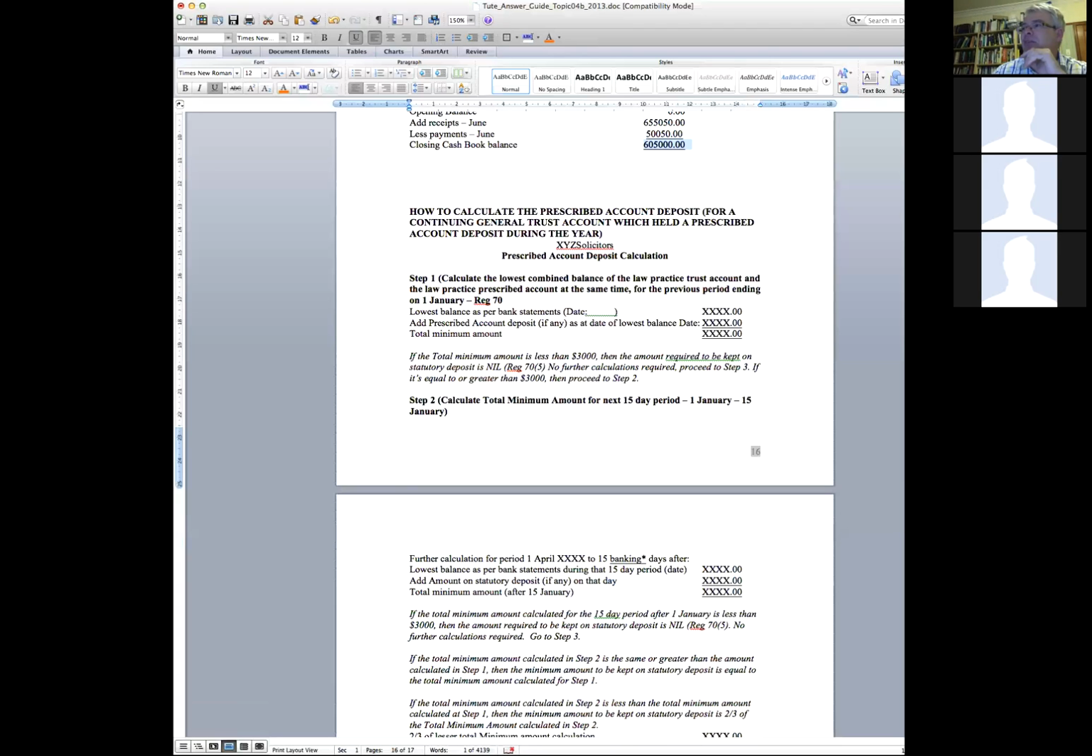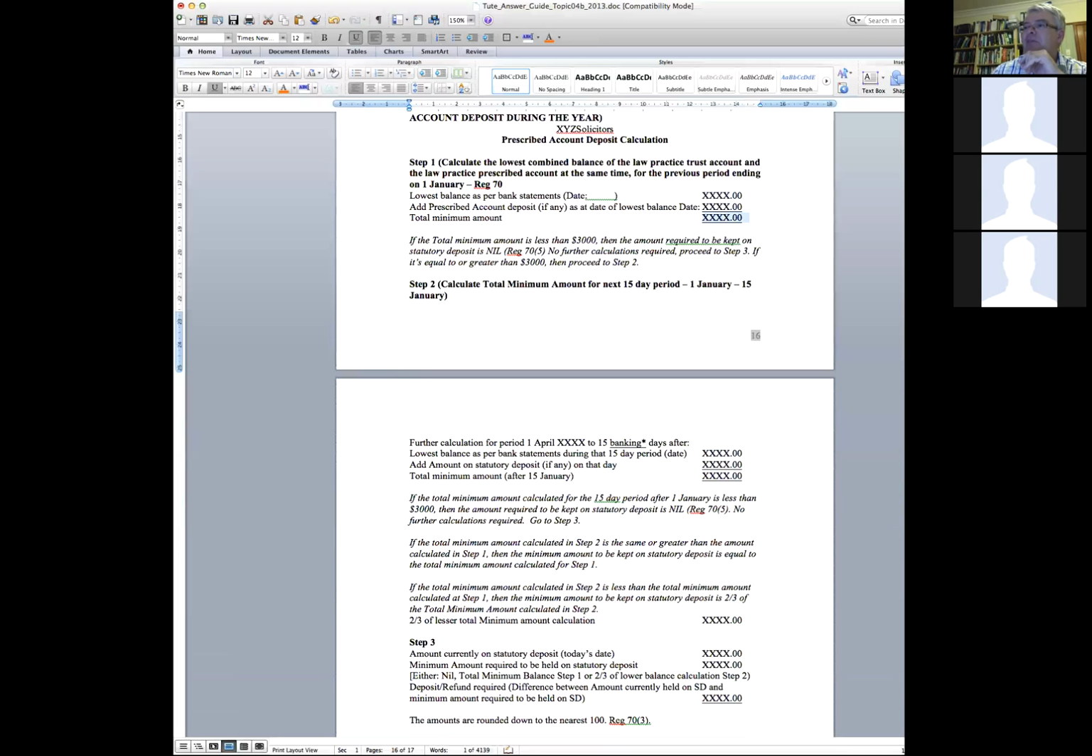That's the lowest balance according to your bank statements. Add in the prescribed deposit at the date of the lowest balance. That gives you the total minimum amount that you've got. If that amount is less than $3,000, then you don't have to put anything in the statutory deposit.